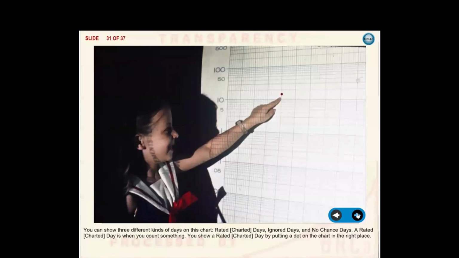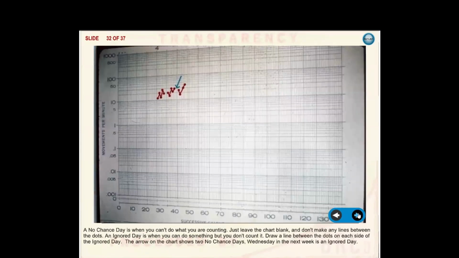You can draw 3 different kinds of days on this chart: rated days, ignored days, and no chance days. A rated day is when you count something. You show a rated day by putting a dot on the chart in the right place. A no chance day is when you can't do what you're counting. Just leave the chart blank and don't make any lines between the dots. An ignored day is when you can do something but you don't count it. Draw a line between the dots on each side of the ignored day. The arrow on the chart shows 2 no chance days. Wednesday in the next week is an ignored day.